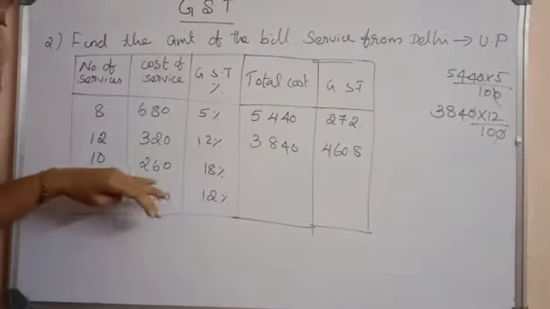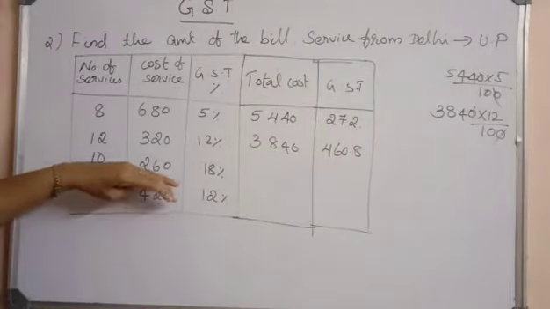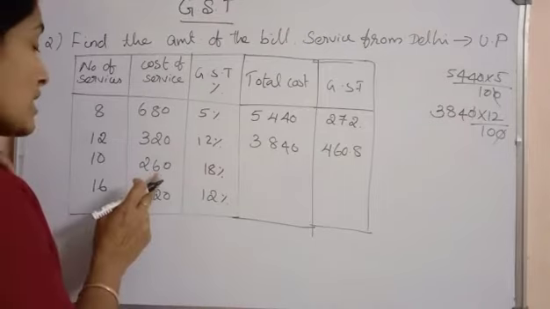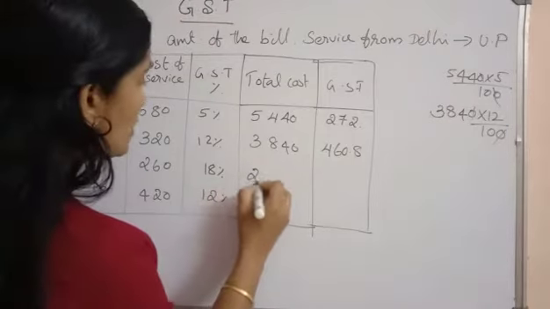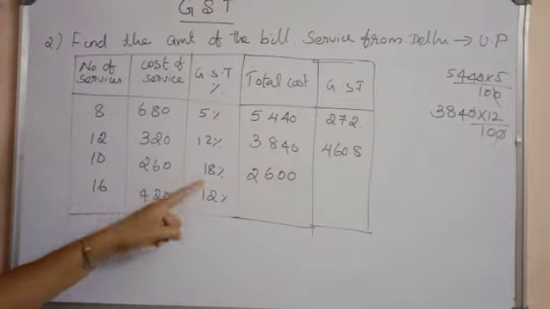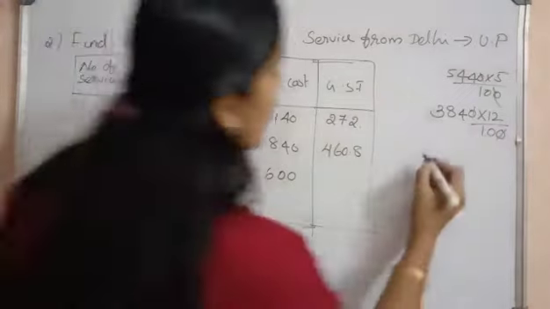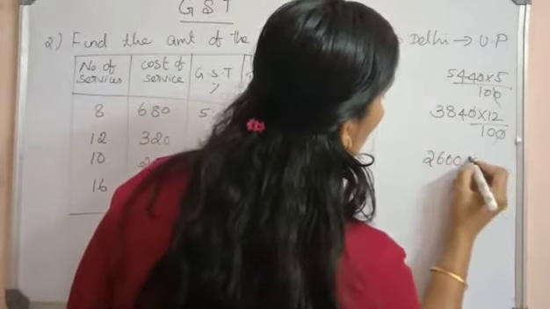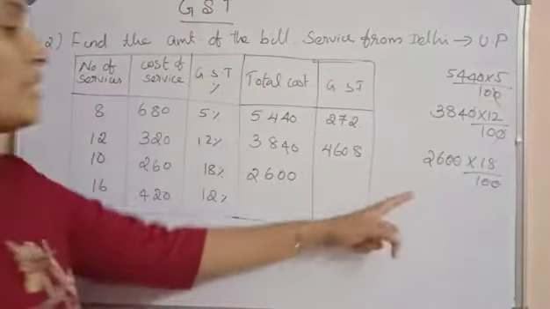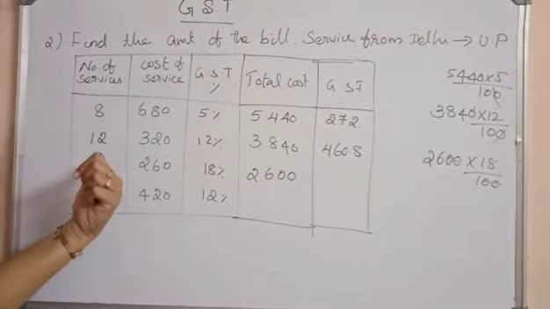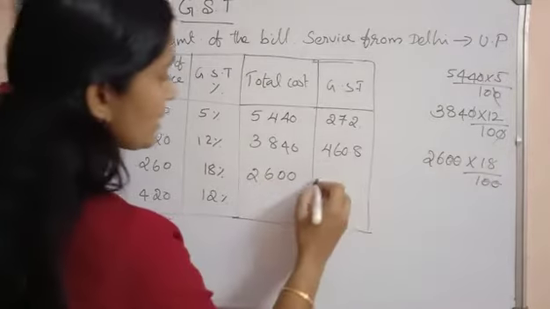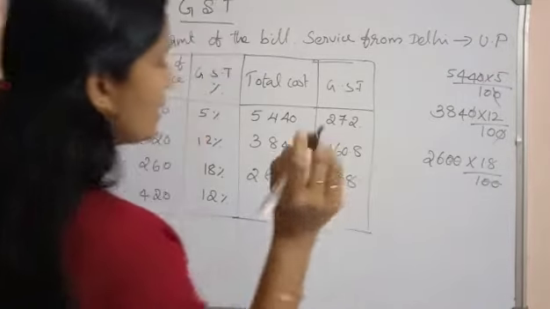Now the next one is 260 is the cost of that particular service and the total number of services are 10. Therefore the total cost will be 260 into 10, that is 2600. And the GST is 18%, so we multiply 2600 into 18 by 100. This is the GST for this particular service and that is 468.